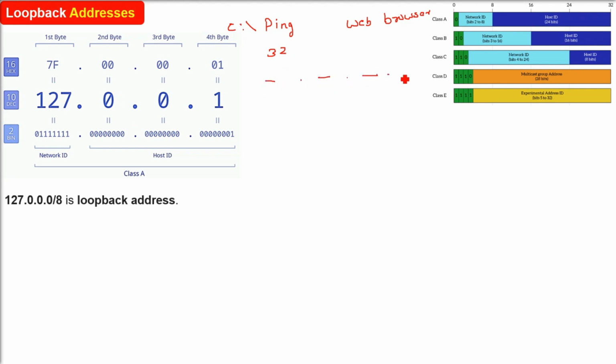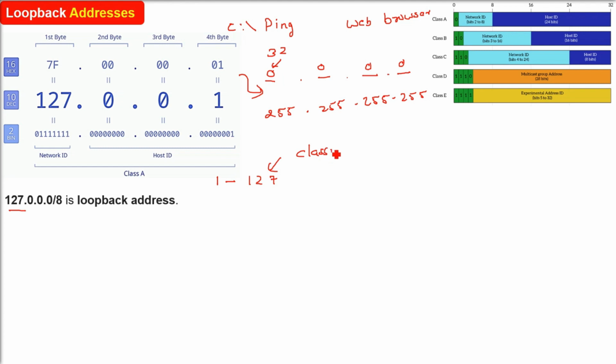So 8-bit.8-bit.8-bit.8-bit, total 32-bit. The first possible address is all zeros, and the last possible is all ones. These are the first and last addresses of the IPv4 address space. But in between comes 127.0.0.0. And in classful addressing, this particular address is of class A. So any address with 127 as the first octet is class A addressing. 1 to 127 is class A.